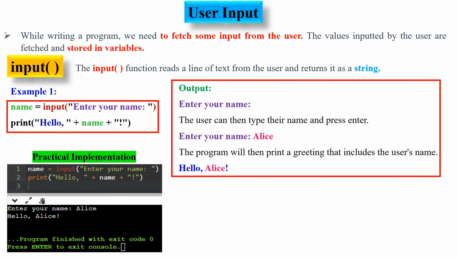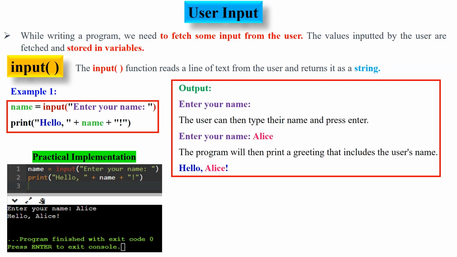Let's discuss the user input. While writing a program, we need to fetch some input from the user. The values inputted by the user are fetched and stored in variables. Python provides the following important functions for getting users' input. First function is the input function. In Python, you can get user input from the command line using the input function. The input function reads a line of text from the user and returns it as a string.